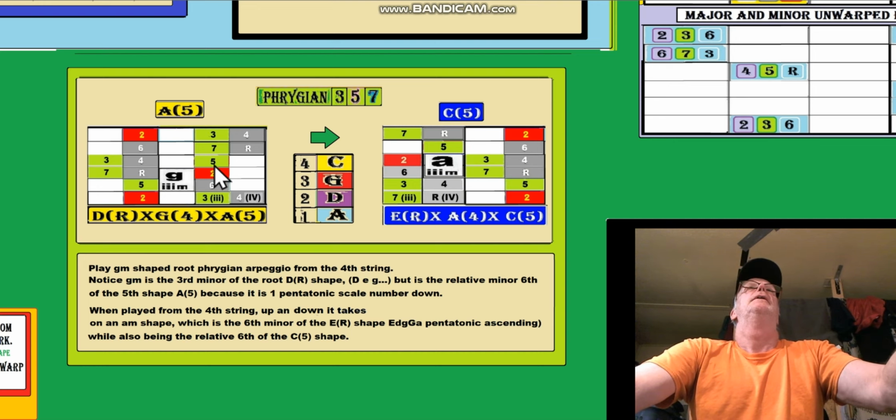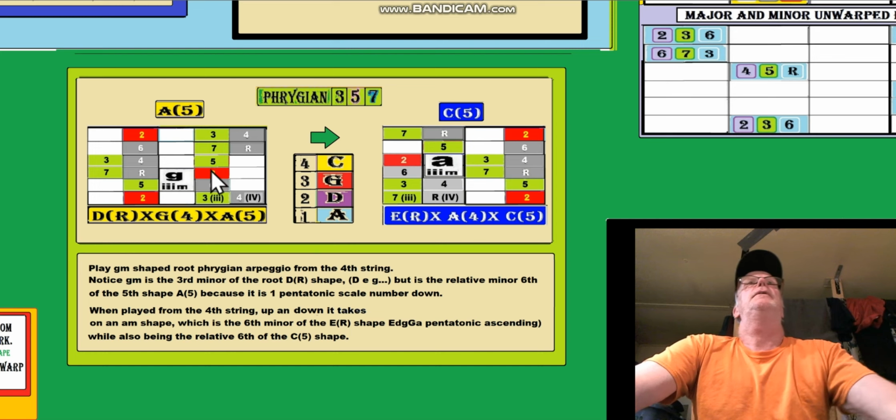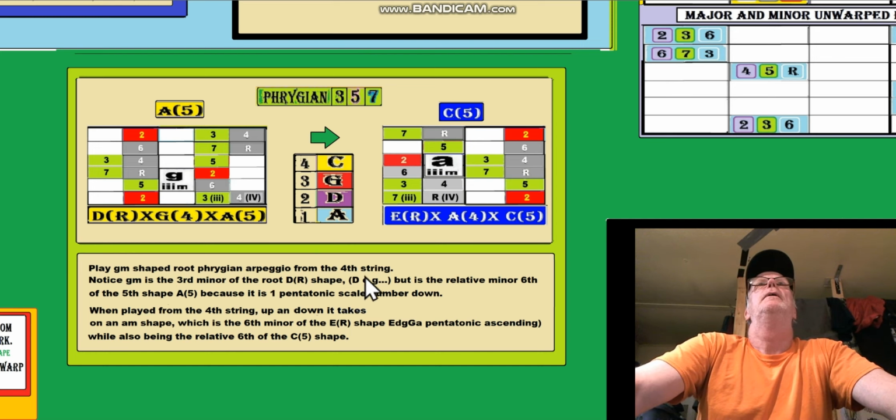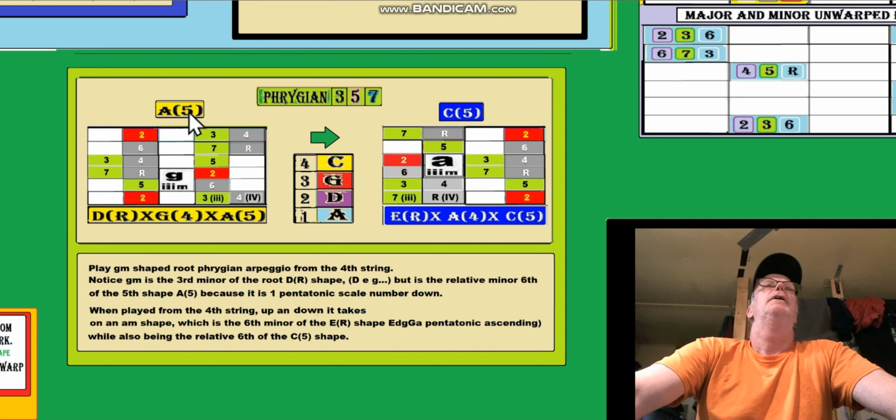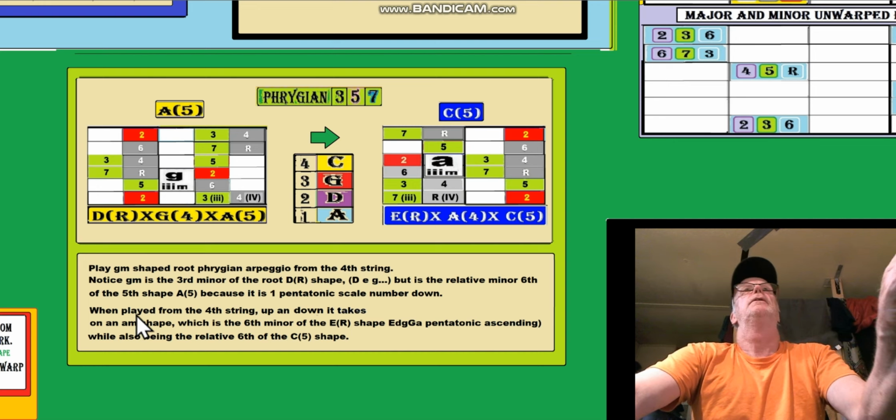All right, and then we got the E shaped Dorian, E minor shaped Dorian, and then we get a G minor shaped Phrygian. But it is the relative minor 6th of the 5th shaped A5. Okay, so it's the relative minor. We talked about that. Because it is one pentatonic scale number down. When playing, we talked about that, right? C goes to A, 5 goes to E, okay?